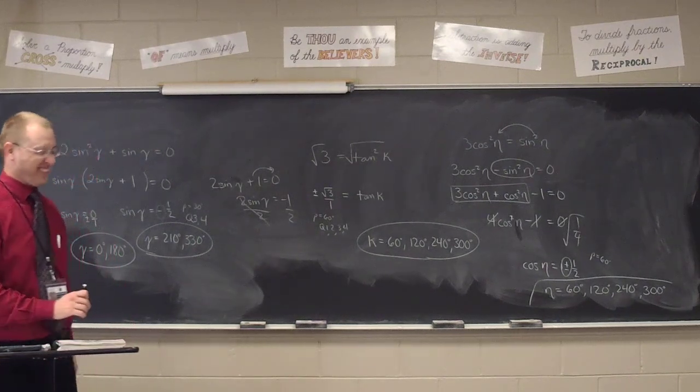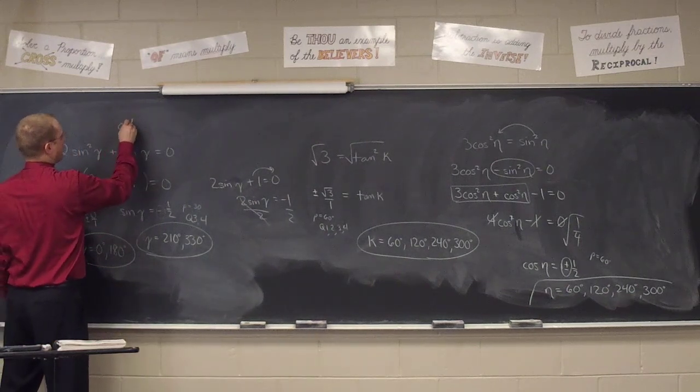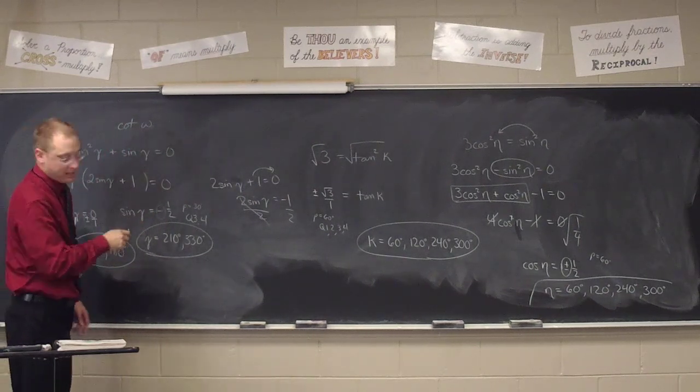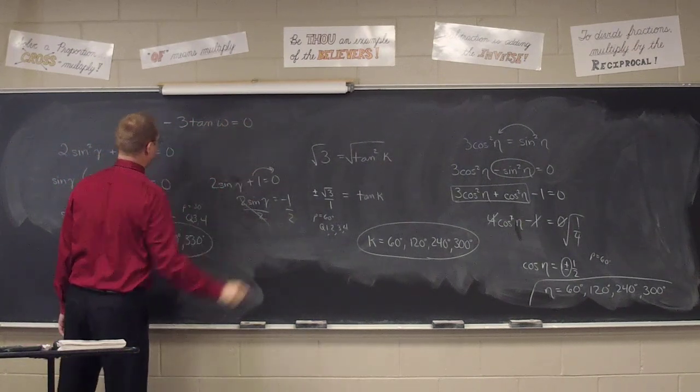Yep, good question. All right, let's take a look at number 8. We have the cotangent of omega minus 3 times the tangent of omega, all equal to 0.